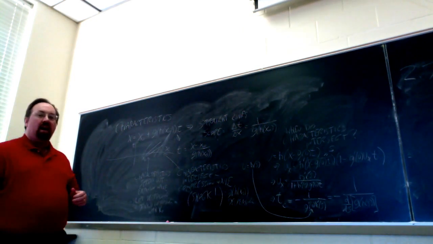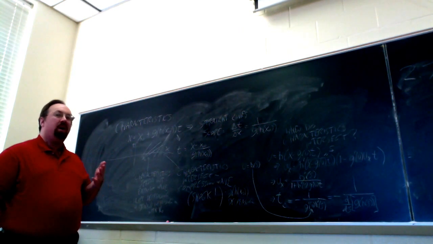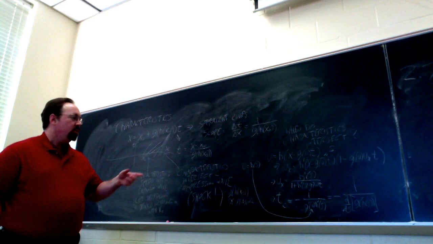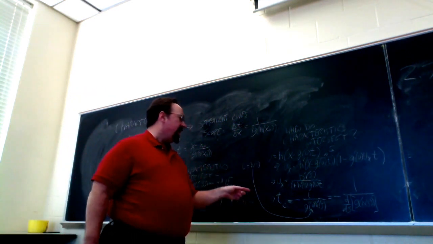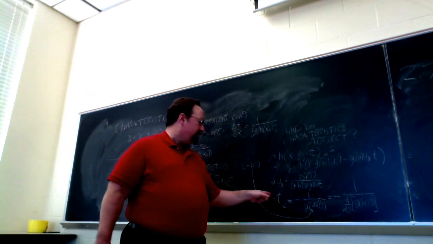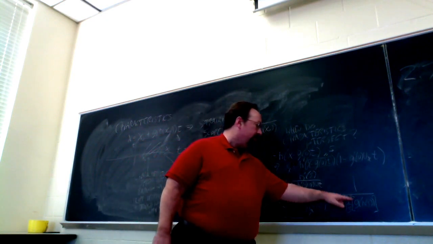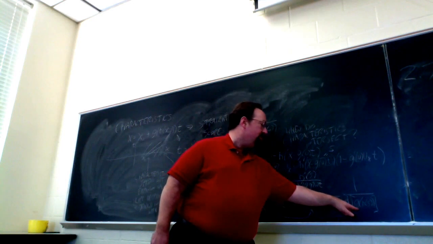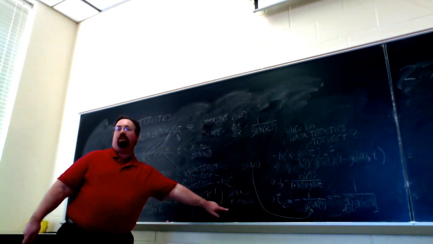So, I care about what's happening for positive time. In order to have a positive time where these characteristics intersect, my critical time is minus 1 over this. Therefore, I need this denominator here to be negative. What does that mean? That means g of h is decreasing.